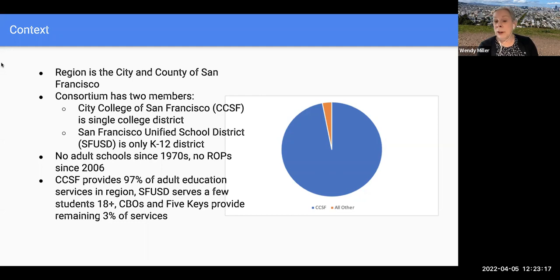So City College provides 97% of the adult education services in the region, and San Francisco Unified serves a few students who are 18 years old and over, who meet the AEP definitions. And then we have community-based organizations and the Five Keys Charter School combined with SFUSD provide the remaining 3% of services in the city. Next slide.